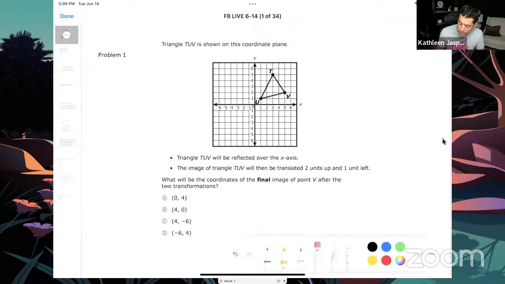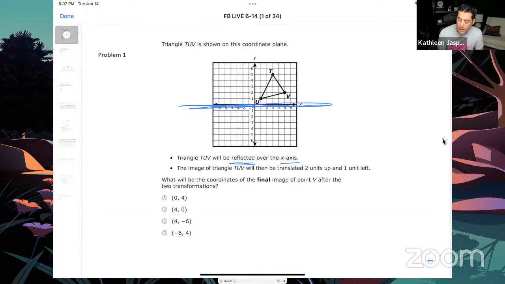So we start with the first one. It says triangle TUV will be reflected. Well, what does reflected mean? Think of a mirror. When you look straight into a mirror, you are seeing your opposite self. In this case, it says the x-axis. We are reflecting over the x-axis, which means your x-axis would be your mirror. So I want to see the opposite of this shape here, and this is triangle TUV. That's TUV right there.